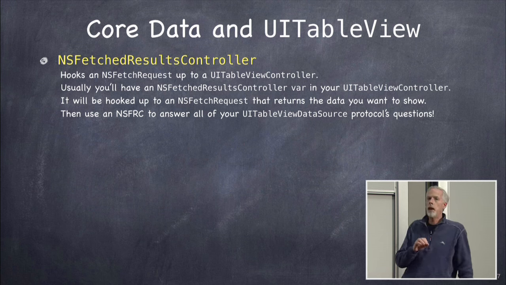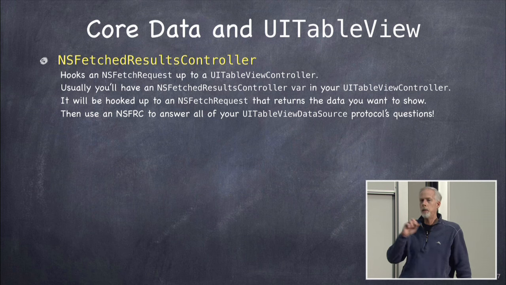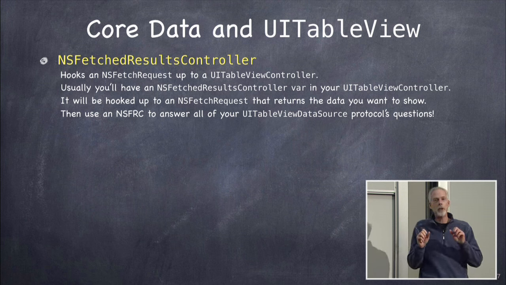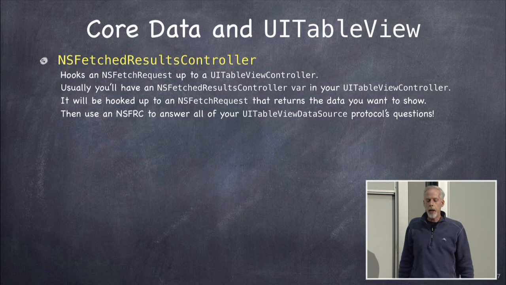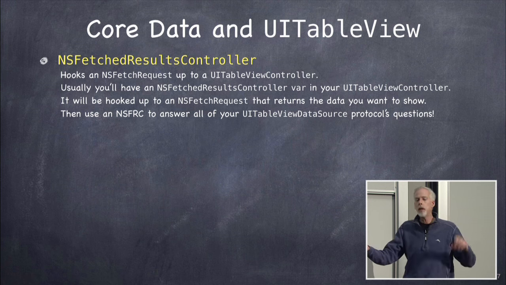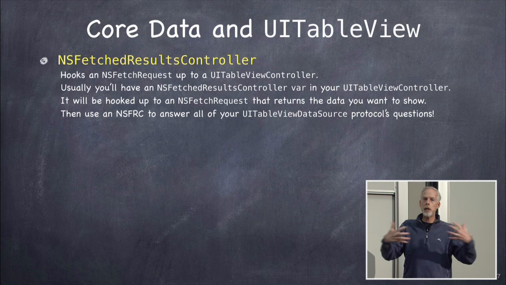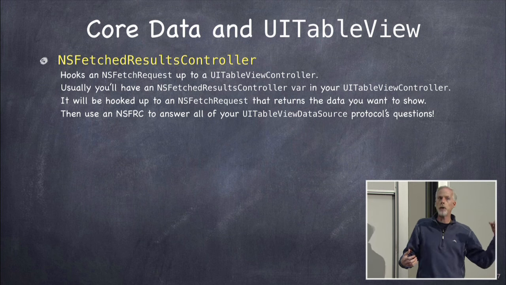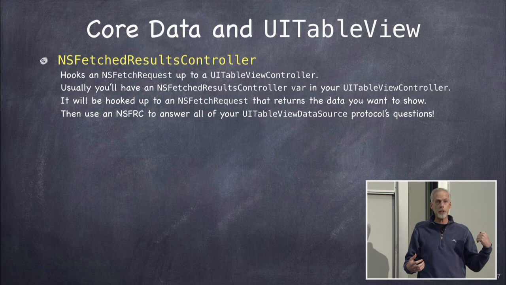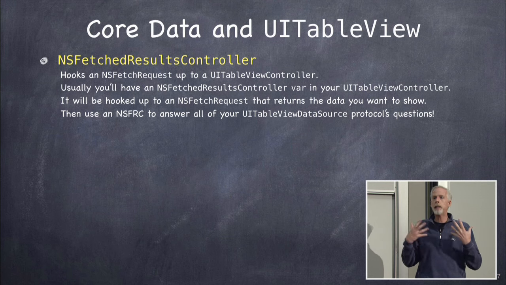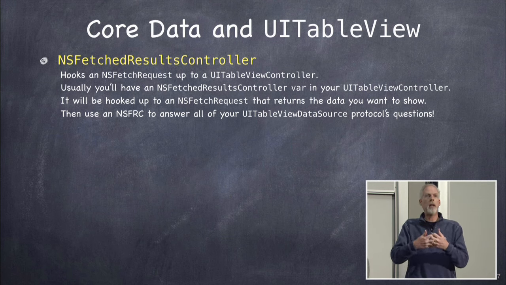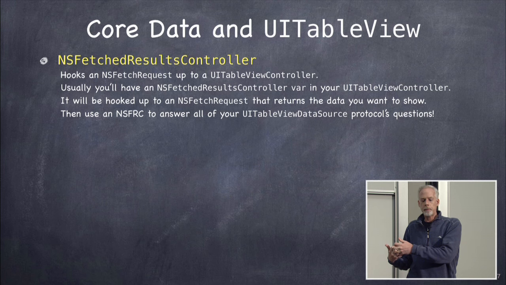NSFetchedResultsController. This is not a view controller, okay? This is a controller that controls Core Data and UITableView talking together, but it's not an NSFetchedResultsViewController. All this NSFetchedResultsController does is hook up an NSFetchRequest that you create to a UITableView. And it hooks them up in such a strong way that if anything changes in the database that would cause that fetch request to return different results, it updates the table automatically. You don't have to do anything. So this is an active, live hookup between the NSFetchRequest and the table view. Okay?